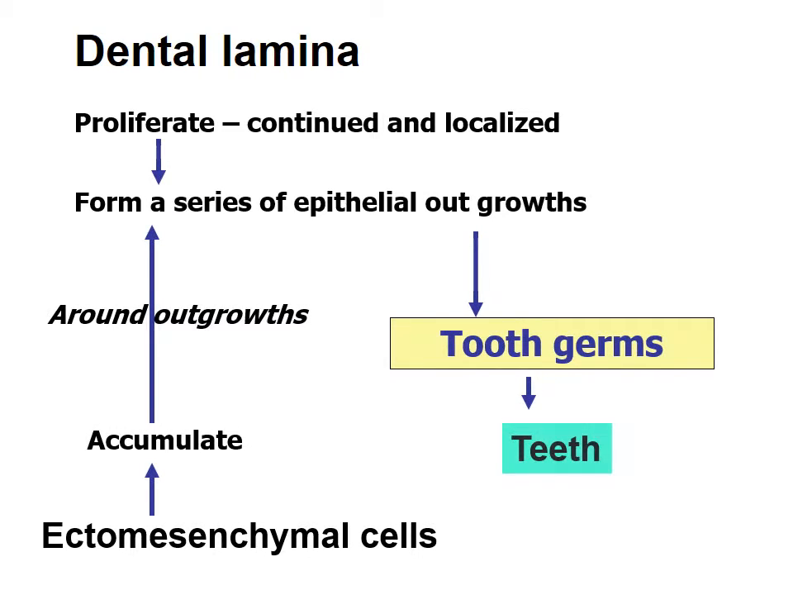About the dental lamina. Dental lamina starts its proliferation continuously in isolated areas, and thereby it forms a series of epithelial outgrowths. And these outgrowths are surrounded by accumulated ectomesenchymal cells, and these two tissues together form the tooth forming structure which we call the tooth germ that gives rise to the future tooth.